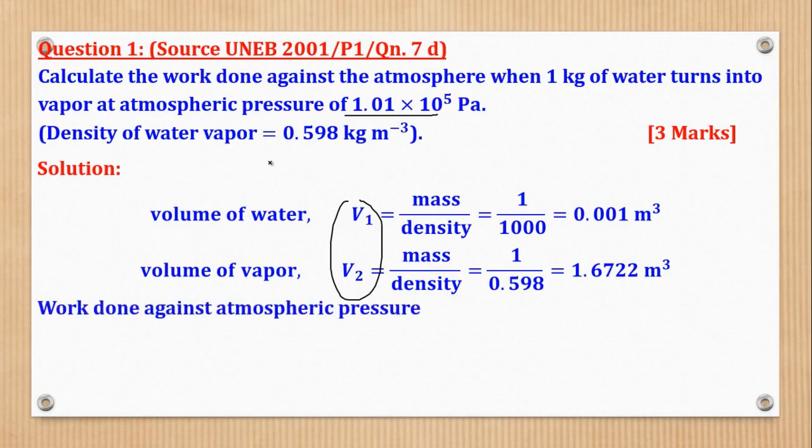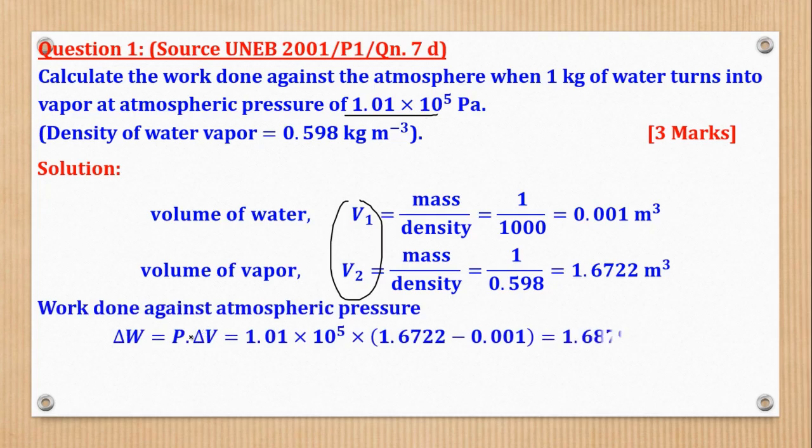So work done against atmospheric pressure will be P times change in volume. P is here and change in volume is here, which gives you this as the work done. And that's what they wanted.